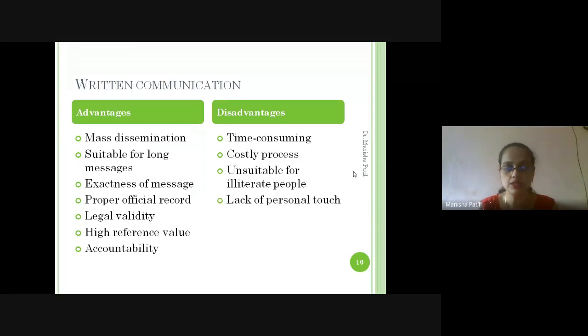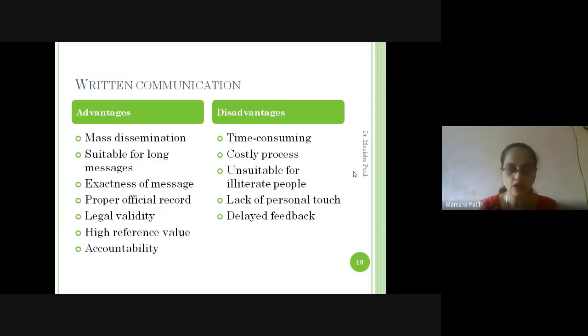Lack of personal touch. If you see, the advantages of oral communication are disadvantages of written communication, and advantages of written communication are disadvantages of oral communication. So in oral communication, you have personal touch. In written communication, you don't have personal touch. Here, you get delayed feedback.